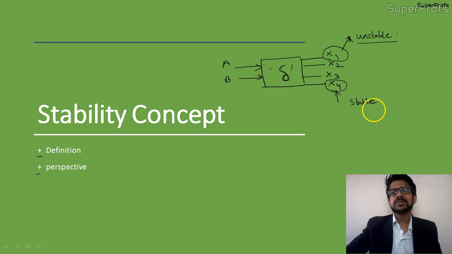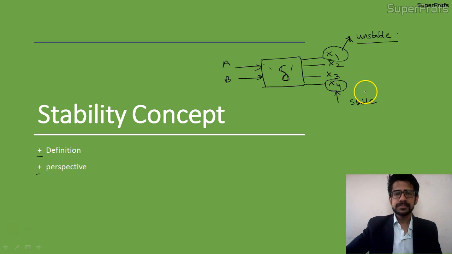So a system's stability depends upon the user. When we define what output we want and what input we want, only then can we define the stability. So whenever there is a question of stability, you must identify what is the output and what is the input. Most of the time in problems, it is mentioned what is output and what is input.